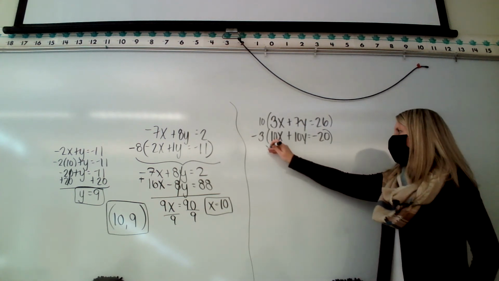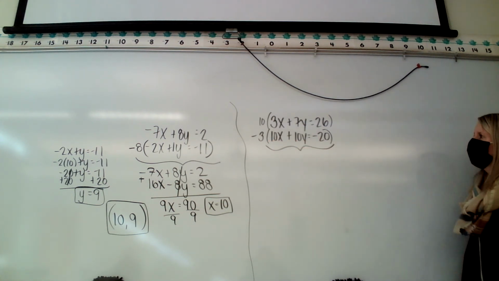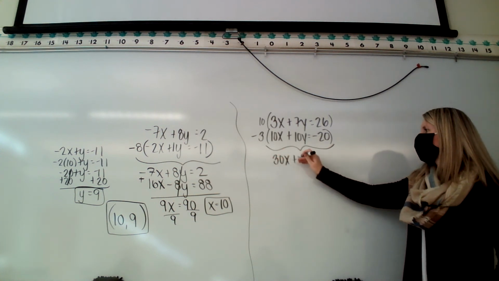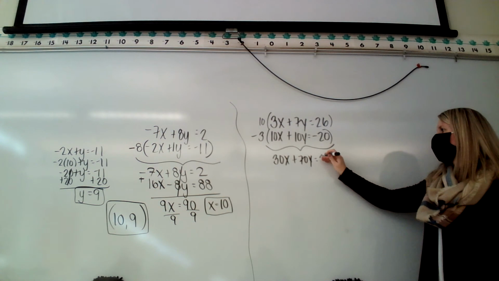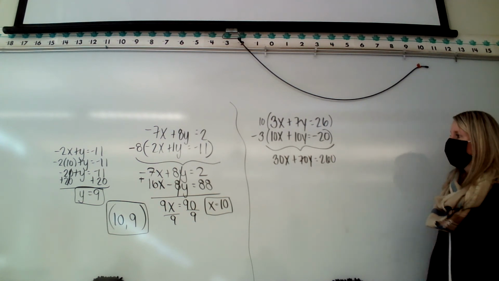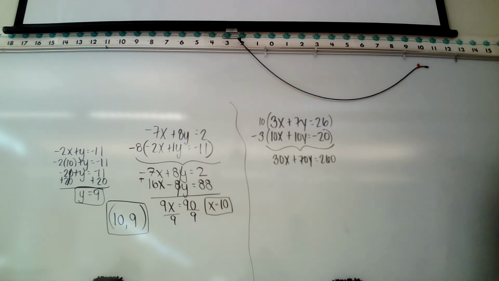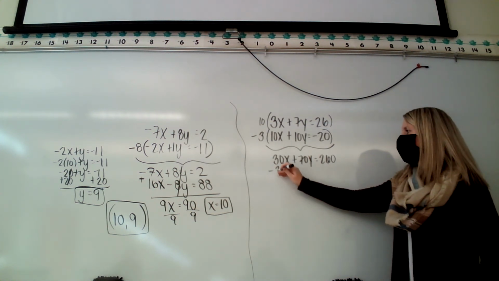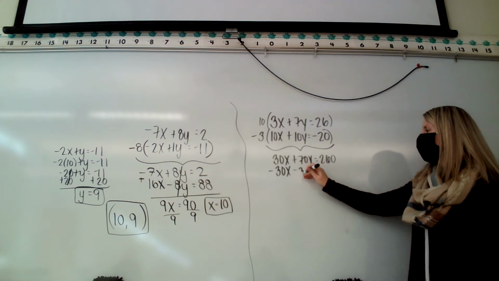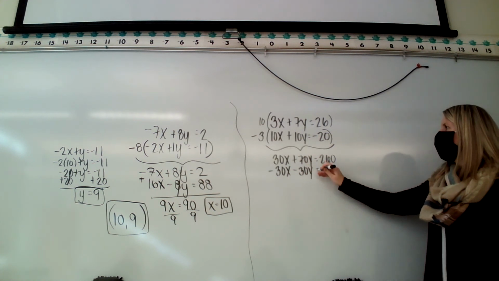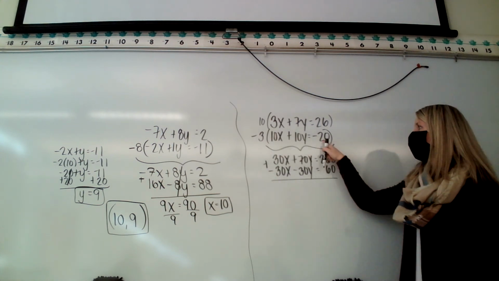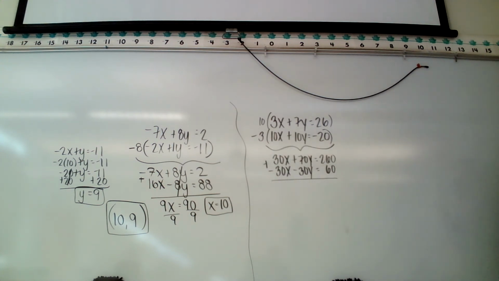So I'm definitely rewriting here. So what will I get? 30x plus 70y equals 260. So that's just taking the first equation, multiplying everything by 10. And then the second equation, I'll get negative 30x minus 30y equals 60. It would turn positive, right, because you have two negatives. And now I can add my equations together.